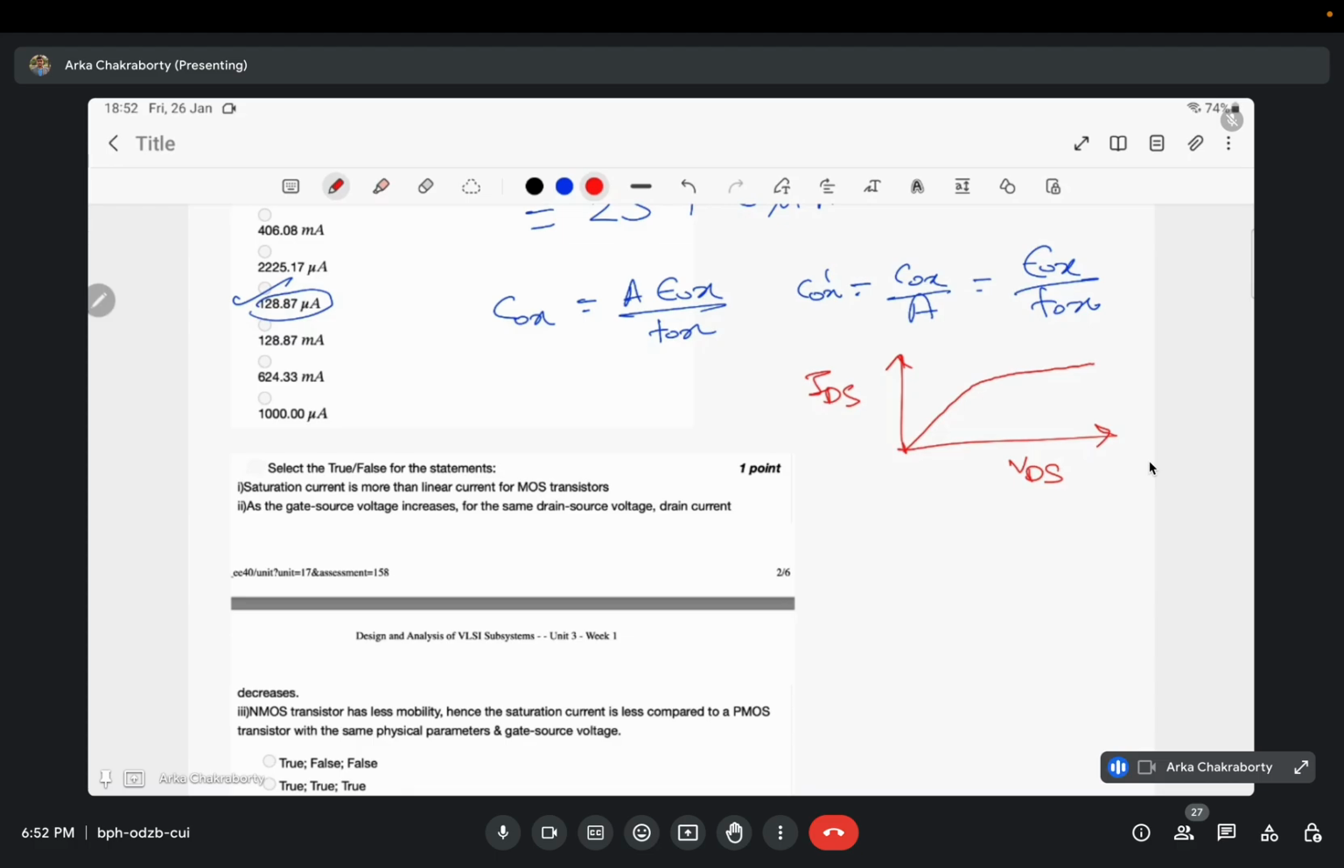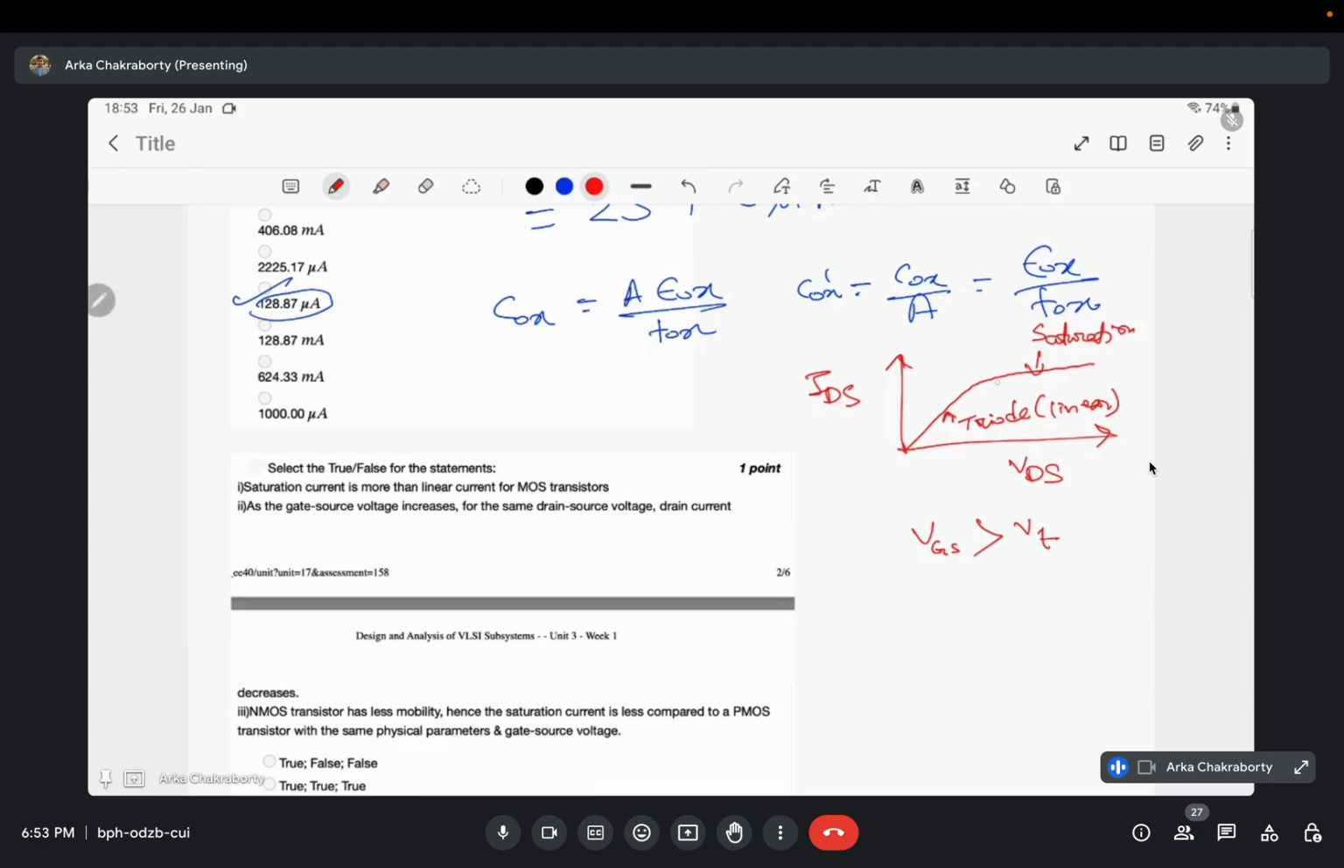Now here the VGS is taken to be more than VT. This condition is satisfied, and initially this is called the triode region or linear region of a transistor. And this is called the saturation region. Why it happens, I will talk about when I cover the 3T MOS, before I move to 4T. I will give a brief introduction to how this is happening.